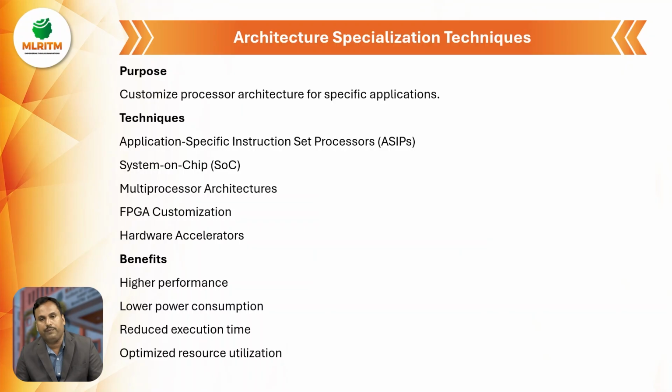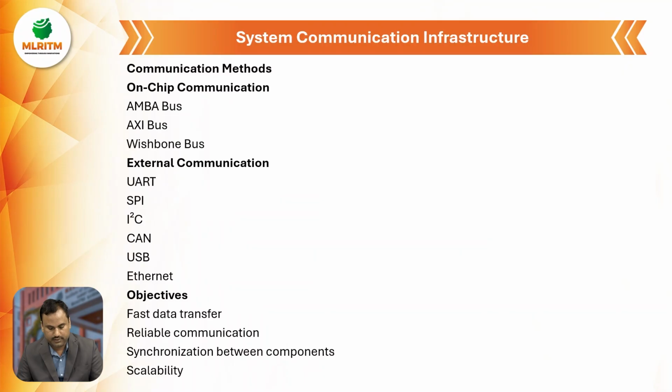There are several benefits of using these architecture specialization techniques: higher performance, lower power consumption, reduced execution time, and optimized resource utilization. These are the several benefits we can achieve using these techniques, and these techniques are mainly for the purpose of customizing the processor architecture for specific applications. So that is architecture specialization techniques.